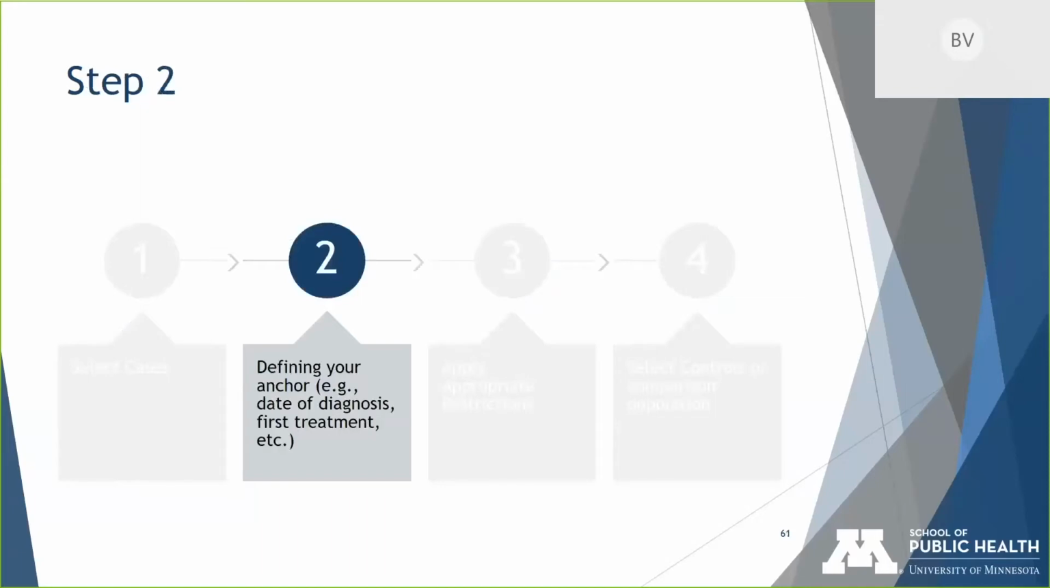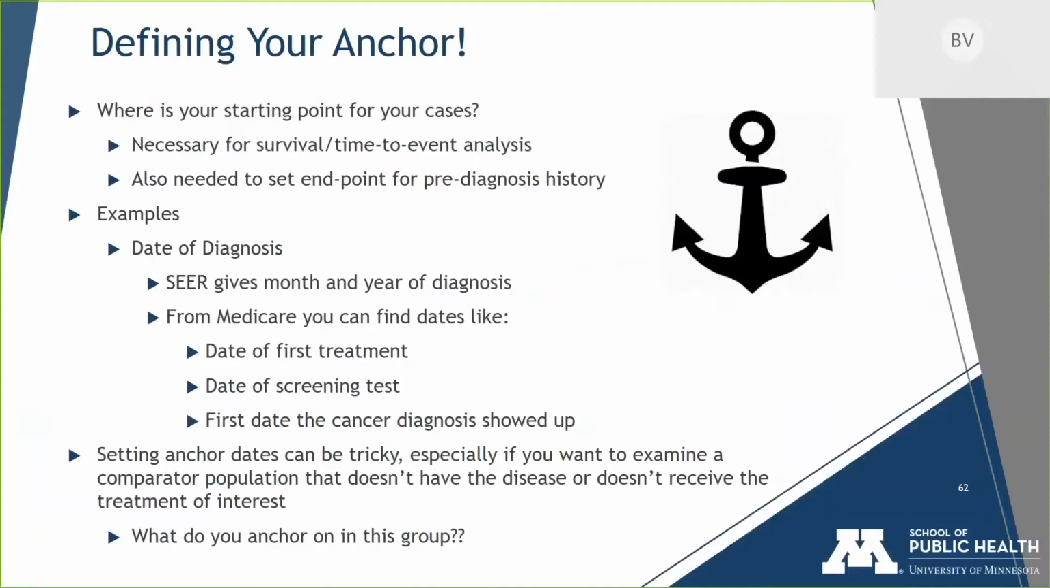So again, now that we have our broad definition of cases selected and our starting cohort identified, we can move on to defining our anchor point. Like I mentioned before, you want to consider where your starting point is for the cases that you've identified. This is going to be necessary for certain studies. For example, if you're looking at survival or time to event analysis, you obviously want to know, where do you start counting that time? This anchor also allows you to define that cutoff between the pre-diagnosis history that you might want to look at and things that happen at the time of or post-diagnosis.